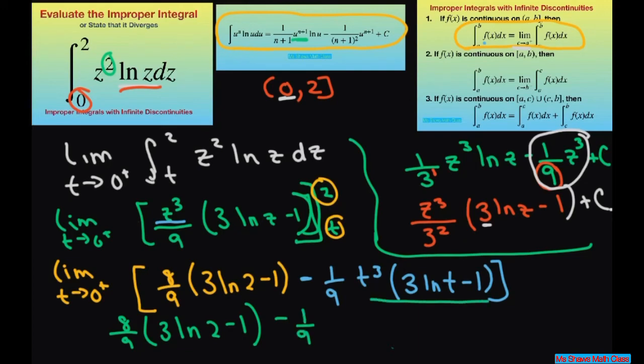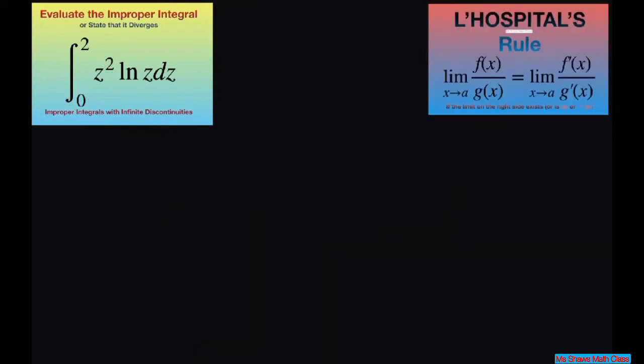And now we have to take the limit of this. I'm putting the limit for this because we're going to do this on the next slide. So basically, we have this answer here. We'd have to distribute this, but we're going to have to take the limit of this. So let me rewrite it. We'd have the limit as t approaches 0 from the right of t cubed times 3 ln of t minus 1.